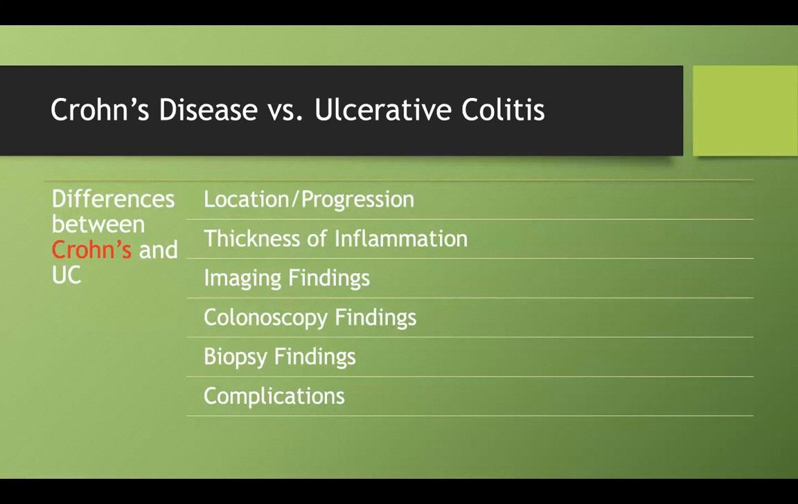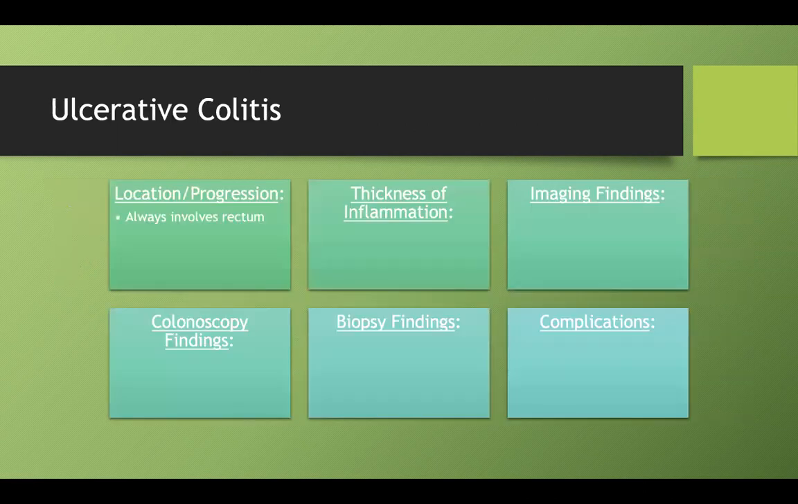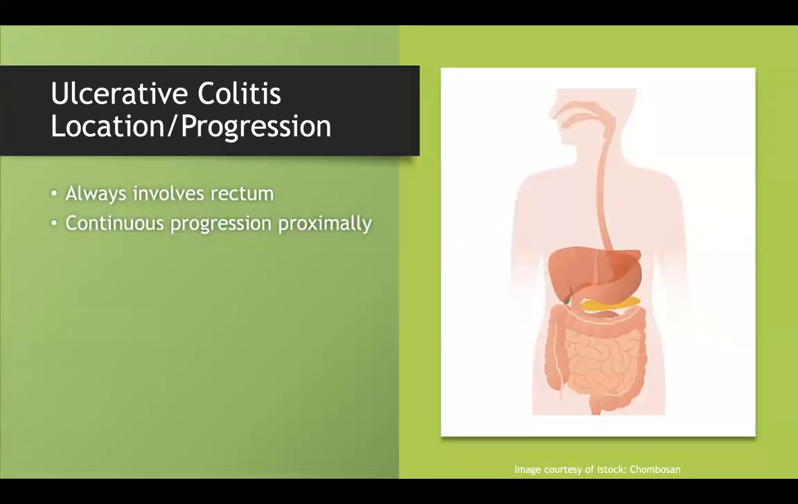So we've talked about the 6 features that I want you to recognize in Crohn's. Now I want to contrast it with ulcerative colitis. In UC, what I want you to realize is that instead of skipping lesions like Crohn's, with no true rhyme or reason other than the terminal ileum, UC is a lot more logical. It always starts in the rectum, it always involves the rectum, and it continues up proximally.